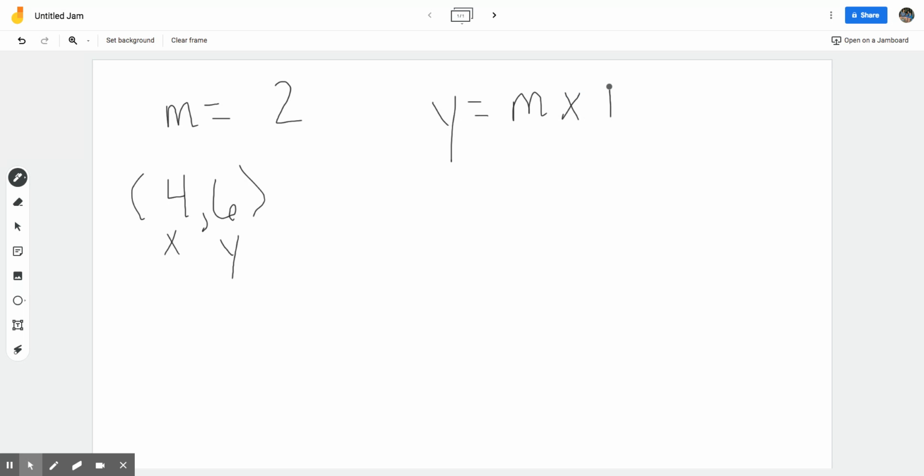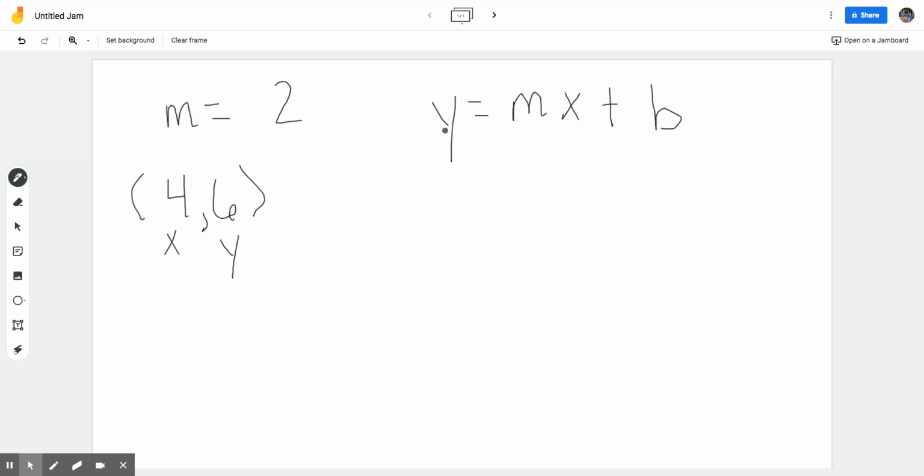Okay, so let's say that we know that our slope is 2, and we also know that this line passes through the point 4, 6. So we have our slope, we have an x value, and we have a y value. I have y equals mx plus b. B is the unknown, but I'm going to plug in what I do have.